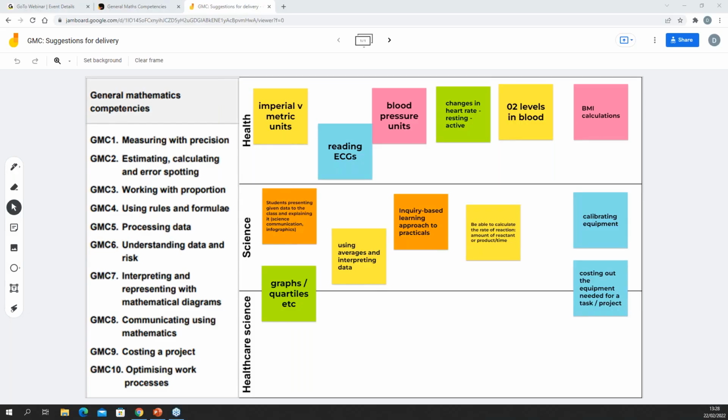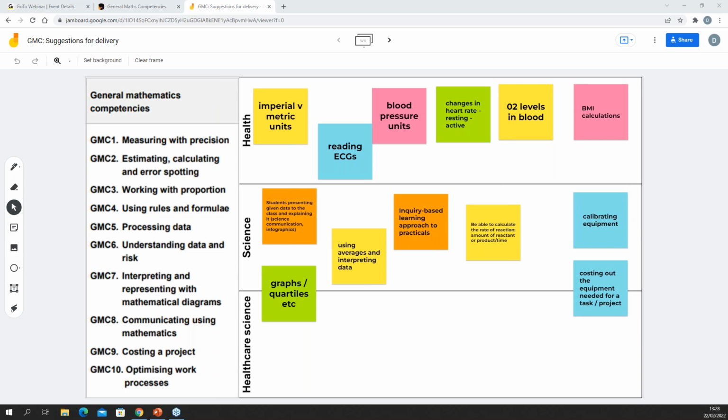Okay, thank you very much, everyone, for those suggestions. We can see them here on screen. So for health, we have empirical versus metric units. So I suppose pounds versus kilograms, aspects like that. Inches versus meters, centimeters, and so on. Reading ECGs, yes, indeed. Blood pressure units, good. So we have changes in heart rate on resting activity, okay, good. O2 levels in the blood, absolutely. BMI calculations, yeah, very nice.